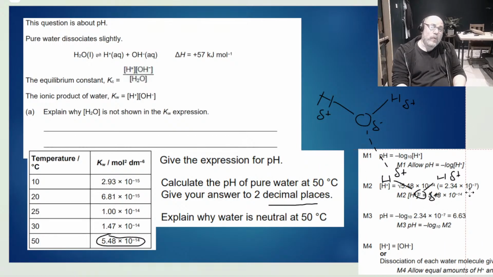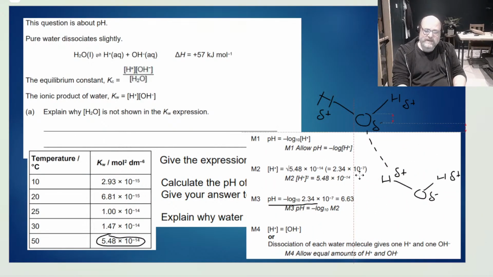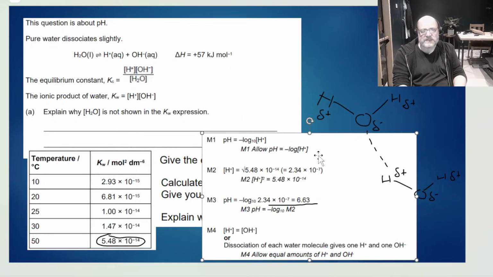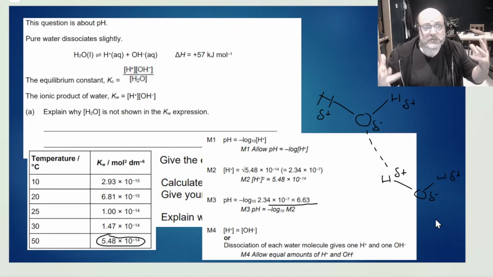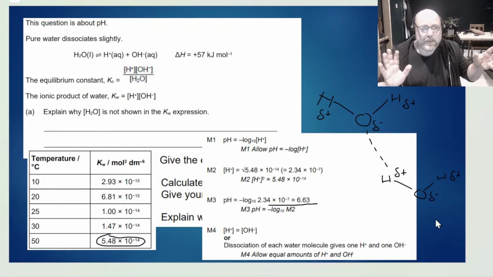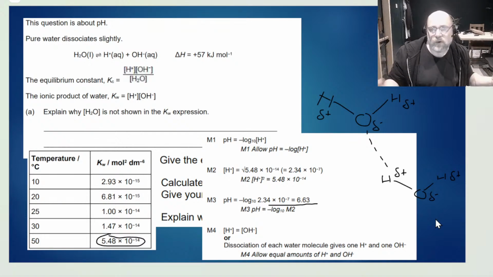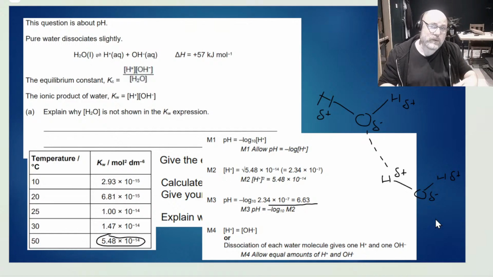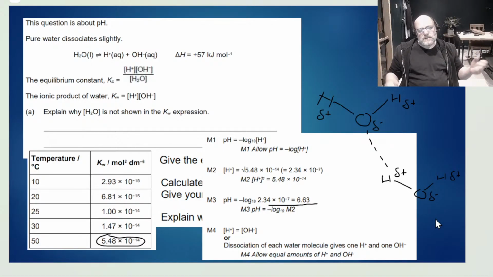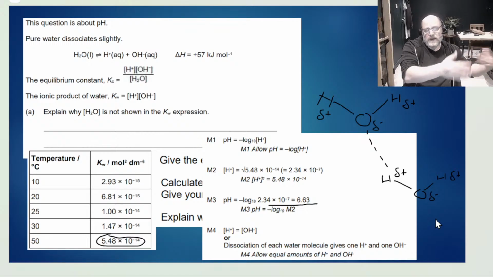It says, explain why water is neutral at 50 degrees. So what they're saying is, how is water neutral even though the pH is 6.63? Because it's not to do with what you were taught in year 7, 8, 9, 10 and 11. pH 7 is not when things are neutral. Things are neutral when the hydrogen ion and hydroxide ion concentration are equal in water. So that's not necessarily at pH 7. We just simplify it to say water's pH is 7.